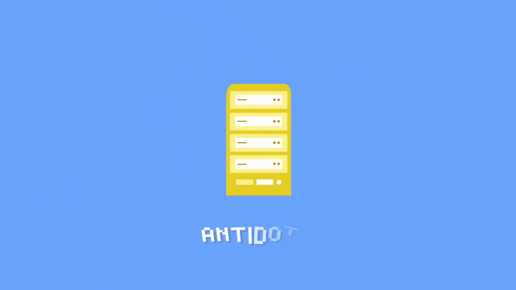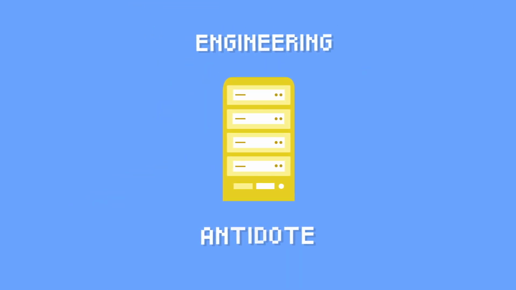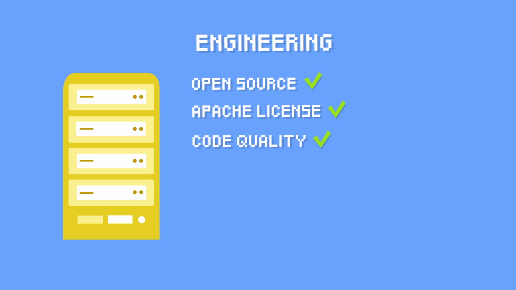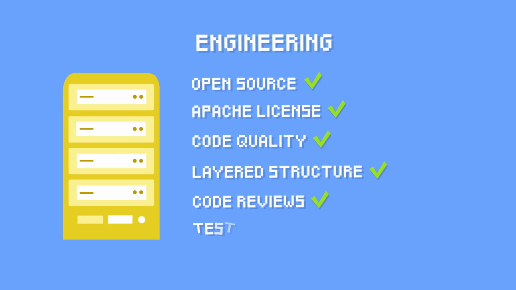Antidote is open-source software, available under a permissive license. The core of the database system is written in Erlang, but applications can use any language, for instance, Java or JavaScript. The Antidote team is committed to code quality and good engineering practices such as layered structure, code reviews, test suites, etc.